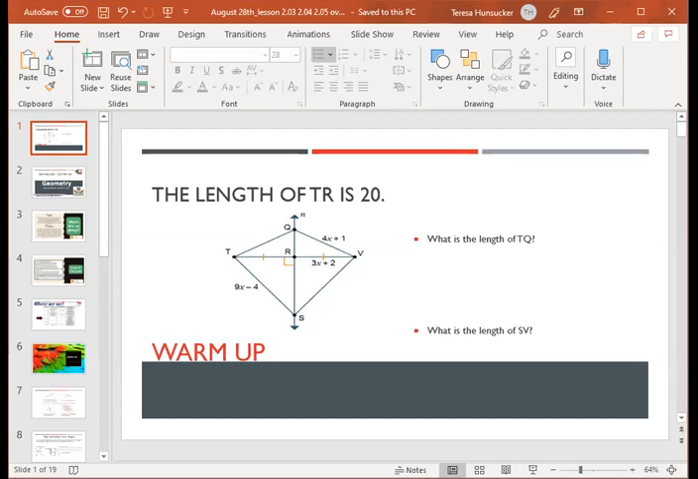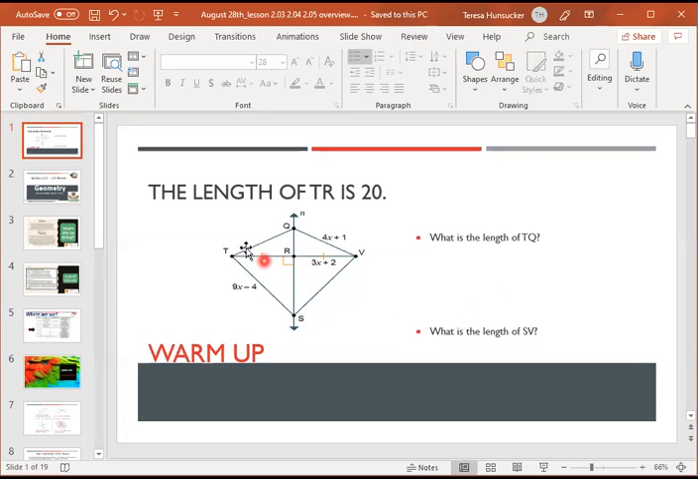All right, here we go. Hopefully you can see this okay. The length of TR is 20, so I have my annotations here. So TR is 20. And it's asking for the measure of TQ, the length of TQ, and the length of SV.